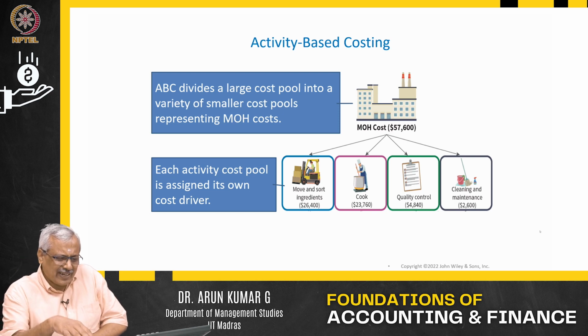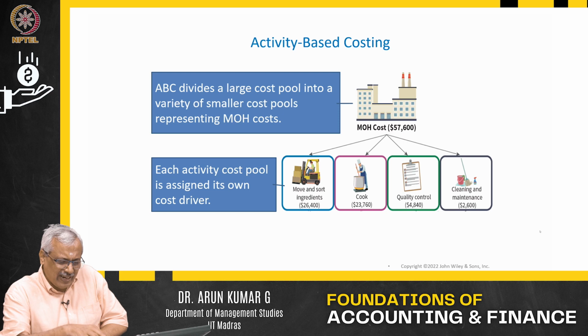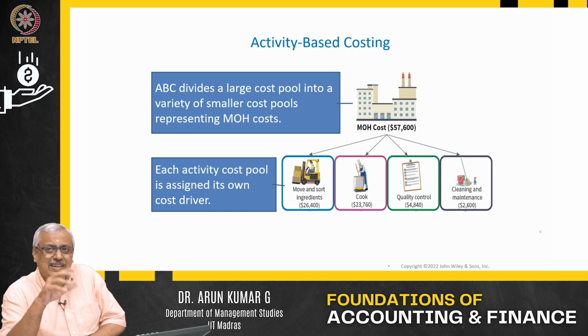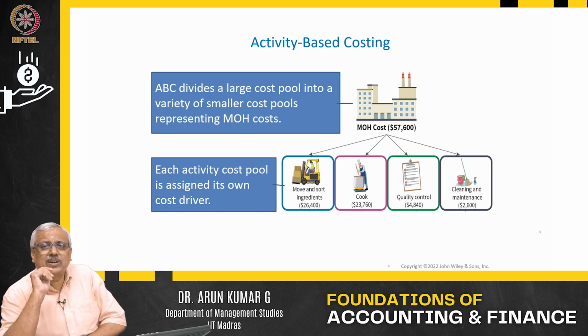Now what does activity based costing do? It takes the manufacturing overhead, MOH, and divides it into four or five different pools. As you can see, one is moving and sorting the ingredients, second is cooking, third is quality control, fourth is cleaning and maintenance. Each activity cost pool is assigned to a cost driver. That is, the overheads are assigned to the activity pools.